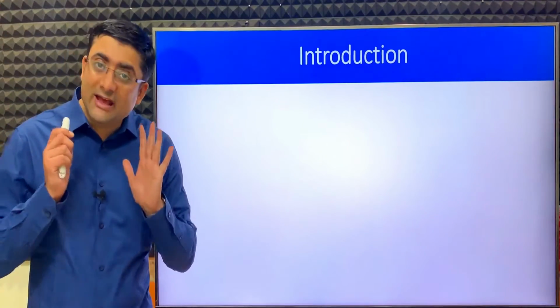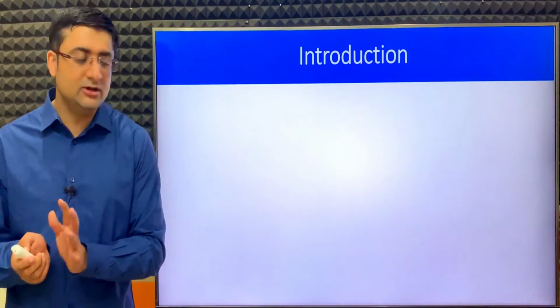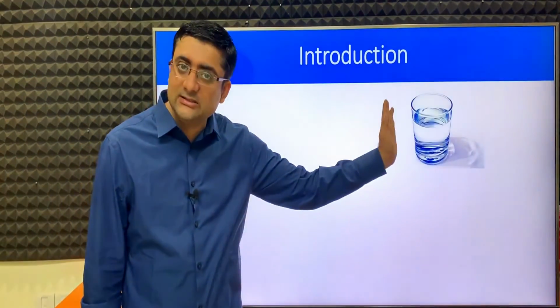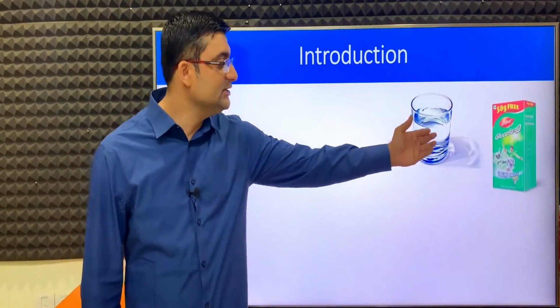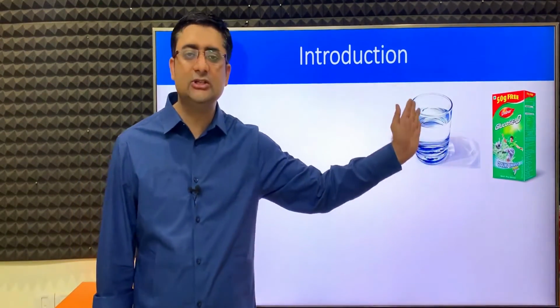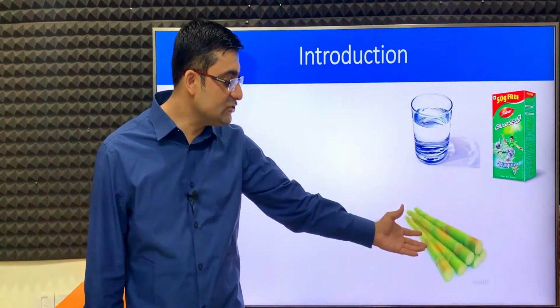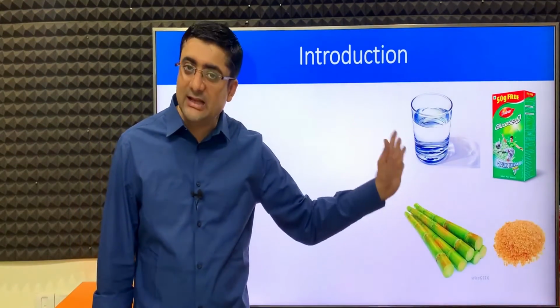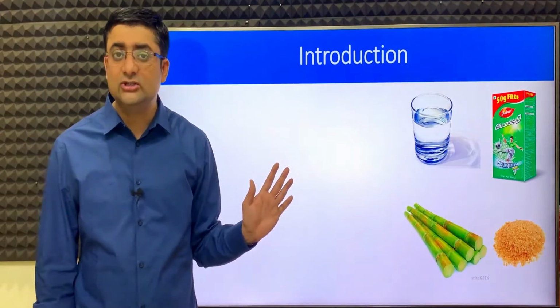Now, not every substance is an acid, base or salt. For example, water, it is neither an acid, nor a base, nor a salt. Similarly, glucose, neither an acid, nor a base, nor a salt. Similarly, cane sugar, neither an acid, nor a base, nor a salt. So is this clear?